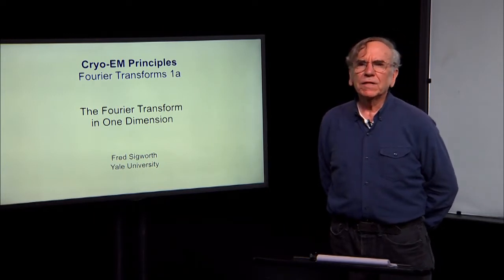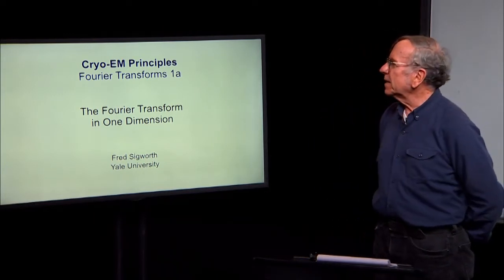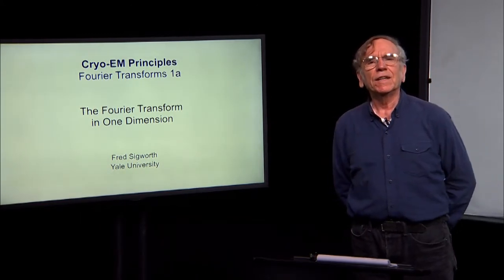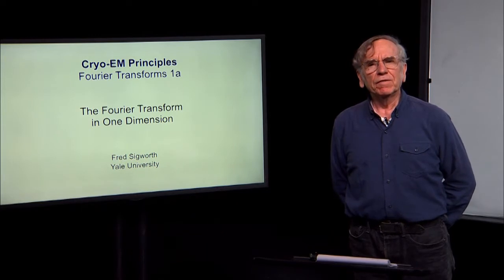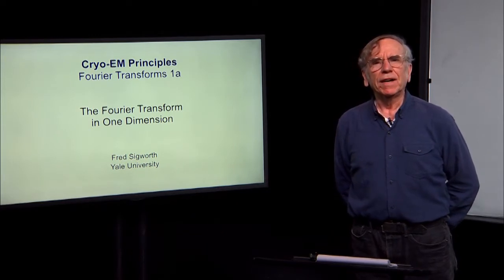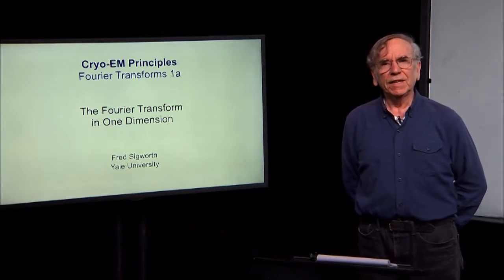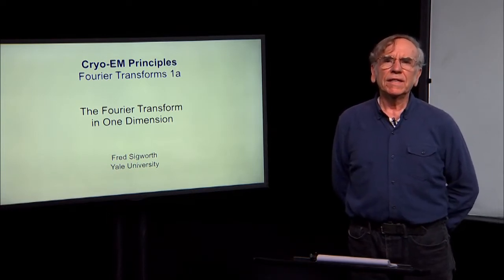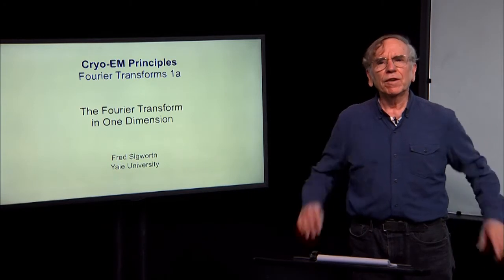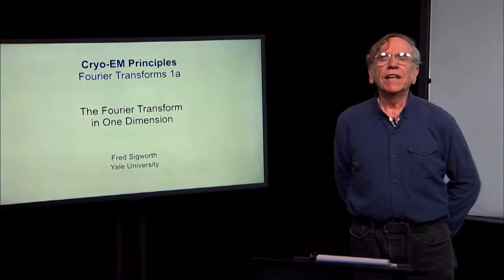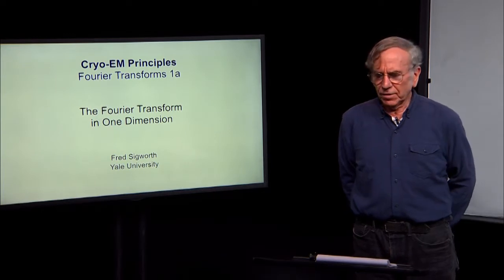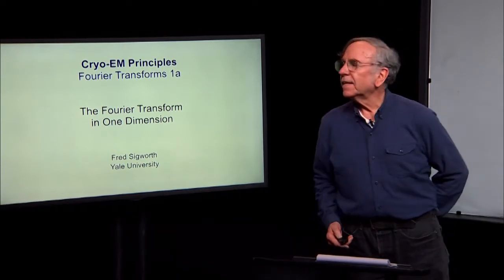The Fourier transform, the basic idea was discovered by Joseph Fourier. He was governor of Grenoble, but in his spare time, he worked on solving the heat equation, and he found that he could solve it more easily if he decomposed the temperature as a function of position into sine and cosine functions. So we're going to do the same kind of thing today.